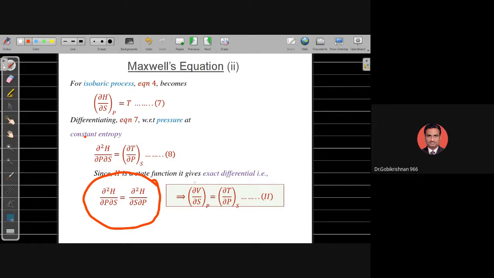Therefore, I can measure the change in volume, change in temperature, and change in pressure. But I cannot measure the change in entropy. So from this I can predict the change in entropy when there is a change in volume at constant pressure. This can be easily predicted with the help of equation number 2. This is Maxwell's equation, the second Maxwell equation.